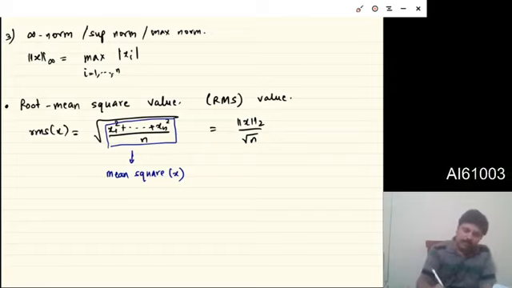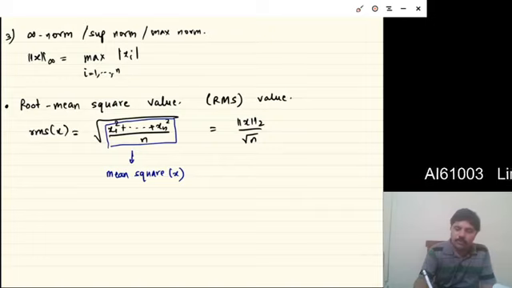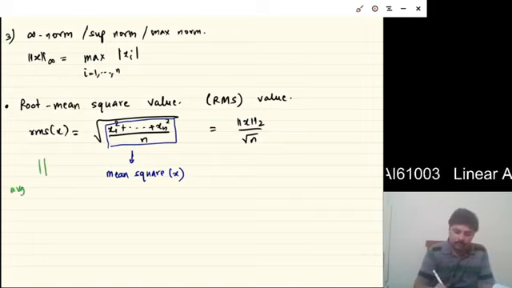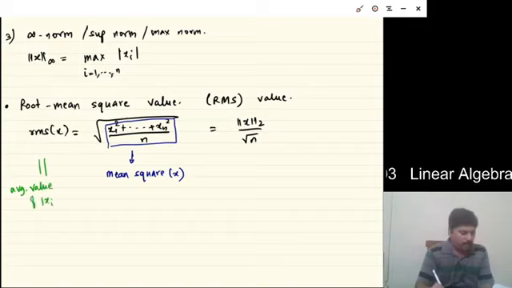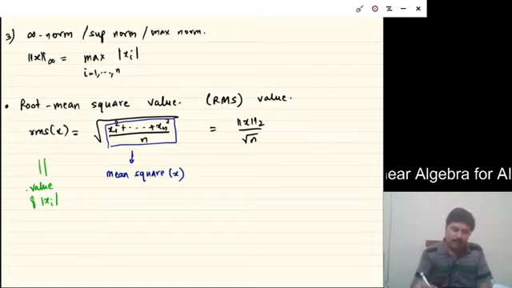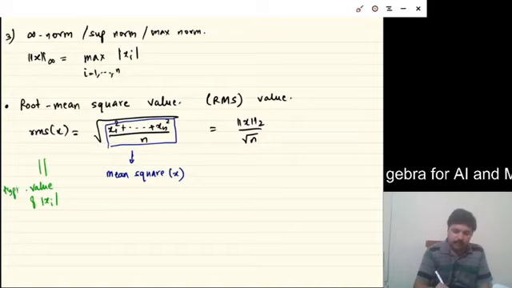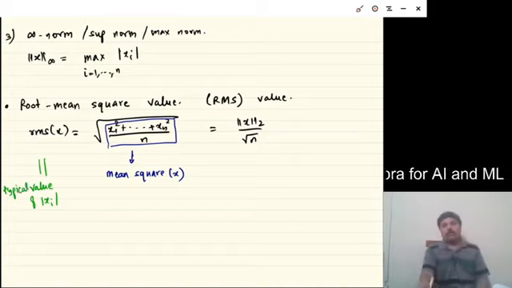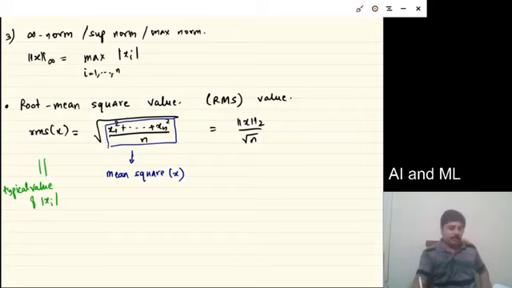RMS of x is really telling us roughly what is, on average, the value of mod x. Average value is not a good way of saying it; it is the typical value of mod of x. That's what this root mean square is basically telling us.